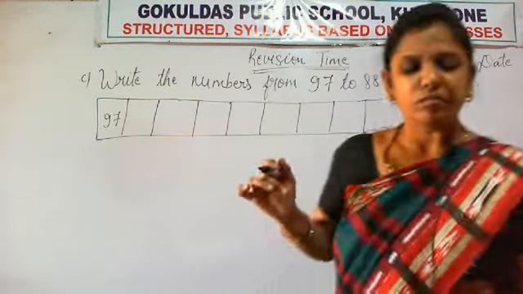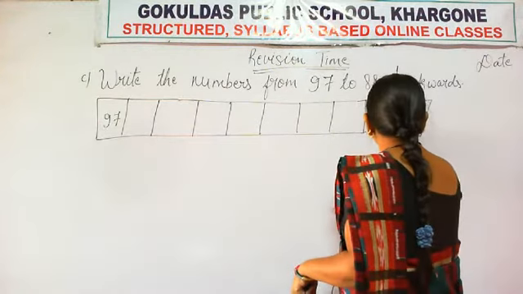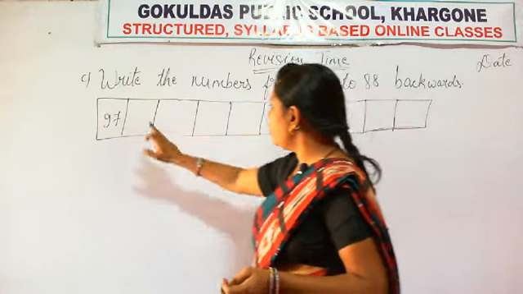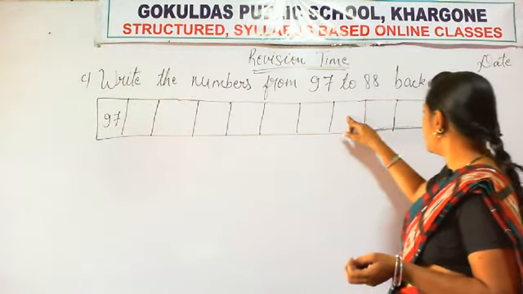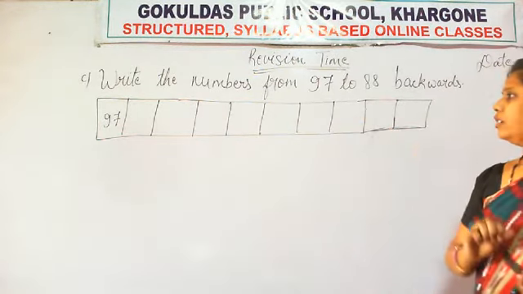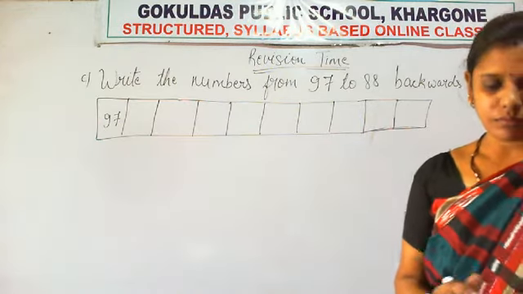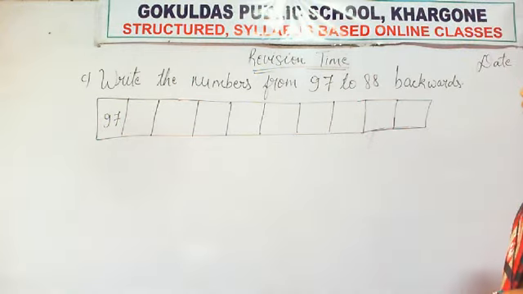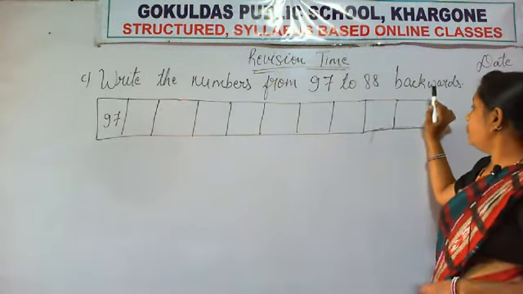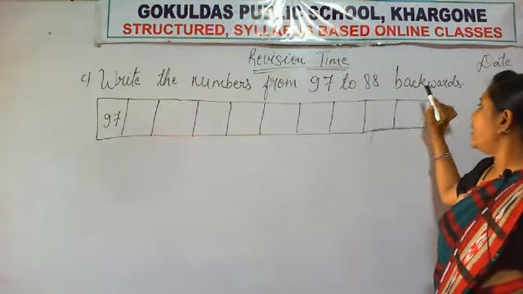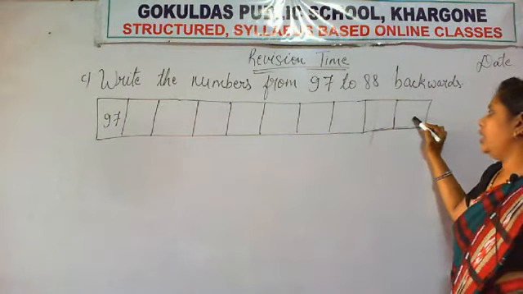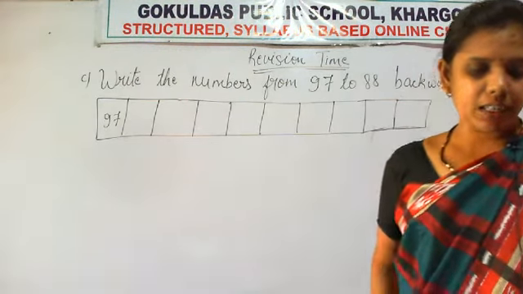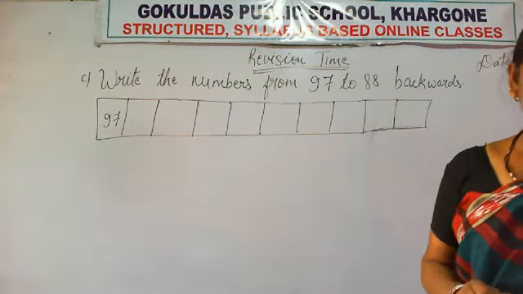First copy the question, then we will write the answer. How many boxes have been given? 1, 2, 3, 4, 5, 6, 7, 8 and 9. After writing the question, you leave one box and then write these numbers, okay? Write clearly so that you can read easily what you have written.